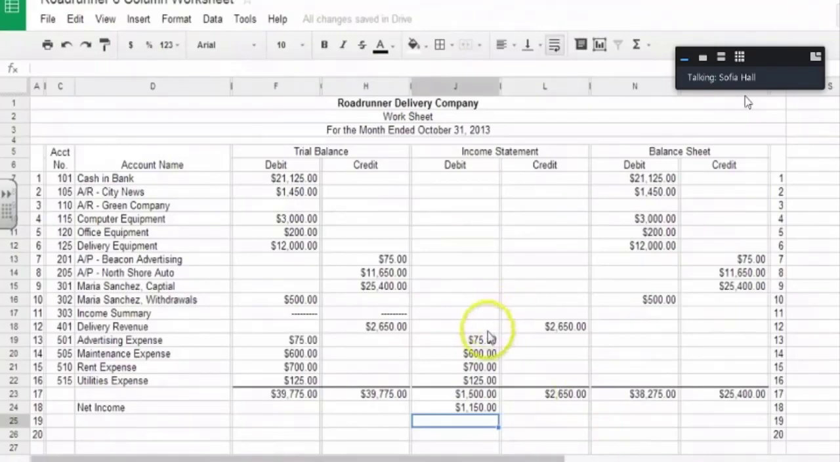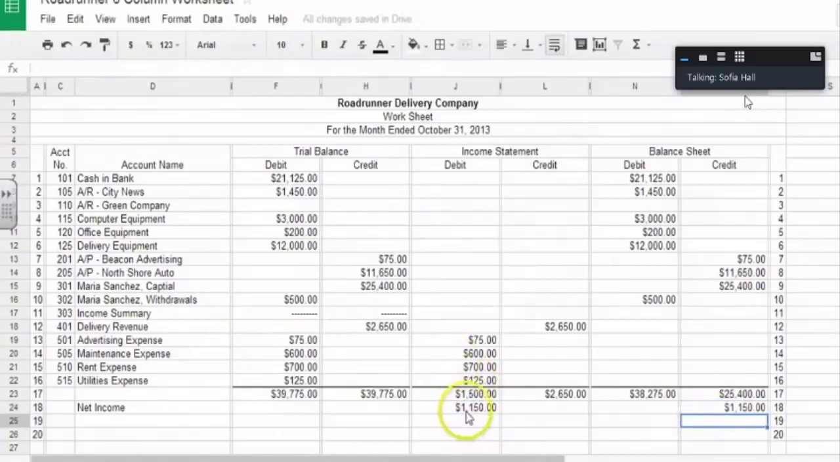If my expenses were greater than my revenue, I would have a net loss, and my net loss would be in the credit column of my income statement. But since I made money and I have net income, we're going to put that in the debit section, okay? Now, we are going to take this same amount and put it in the credit column of our balance sheet. And I'm going to tell you why in just a second. But I'm going to use a formula, equal sign, just click on the cell and hit enter, okay?